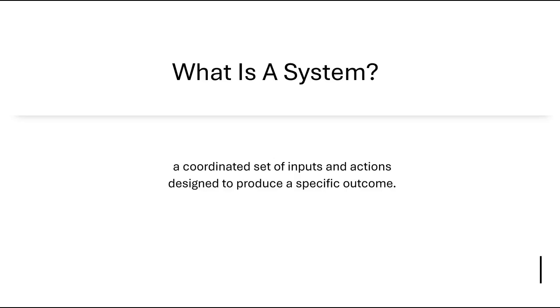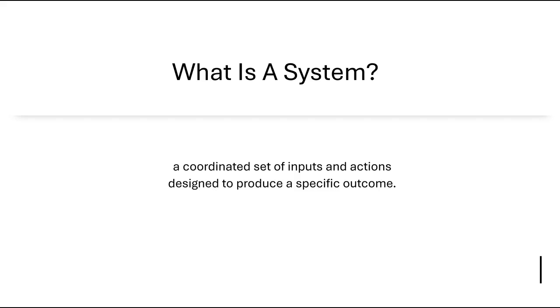So, first, let's begin with a definition of what exactly is a system. A system is simply a coordinated set of inputs and actions designed to produce a specific outcome. You need a system if you want to get a specific thing done in a specific way so that you get a specific result every time, each time.